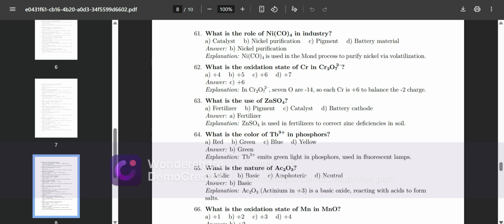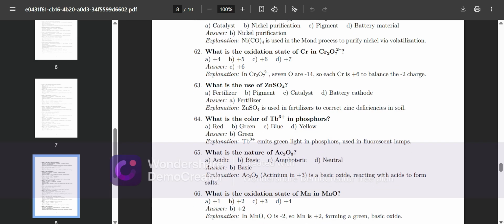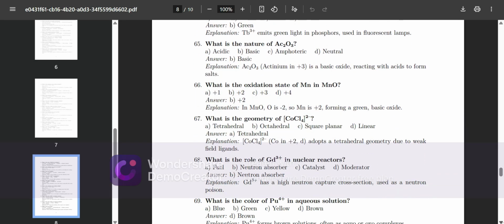What is the color of Tb3+ in phosphors? Green. Tb3+ emits green light in phosphors used in fluorescent lamps. What is the nature of Ac2O3? Basic. Actinium in +3 is a basic oxide, reacting with acids to form salts.